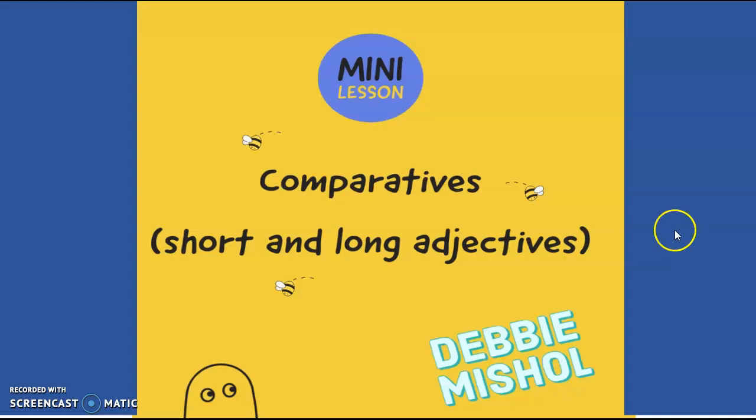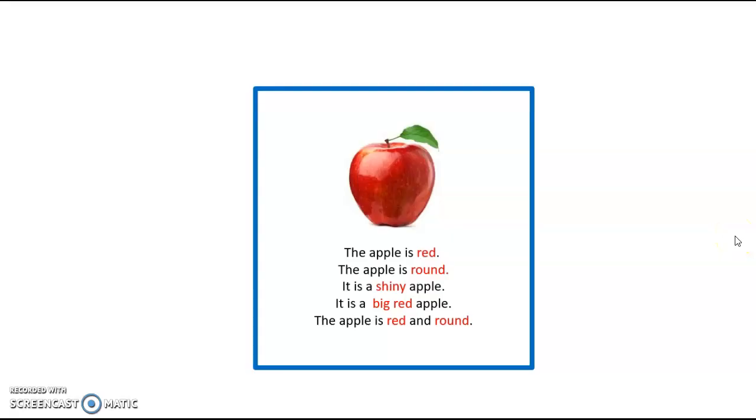We're going to have a mini lesson today on comparatives, short and long adjectives. Let's look at the apple. Let's describe the apple. We can say different sentences with adjectives. For example, the apple is red, the apple is round, it is a shiny apple, it is a big red apple, the apple is red and round.